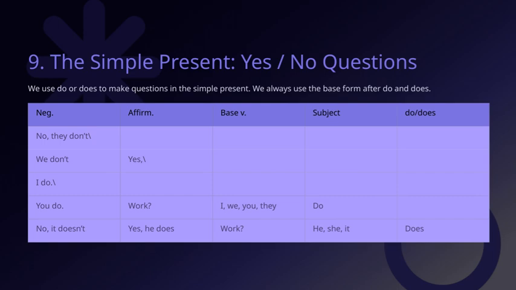Looking at the structure, we have the question form, do or does followed by the subject, then the base verb. For subjects like I, we, you, and they, we use do. For he, she, or it, we use does. So, for example, do I work, or does he work? Remember, the key points are, use do or does at the start, follow with the subject, and then the base form of the verb. This structure helps us clearly ask yes-no questions in the simple present tense.